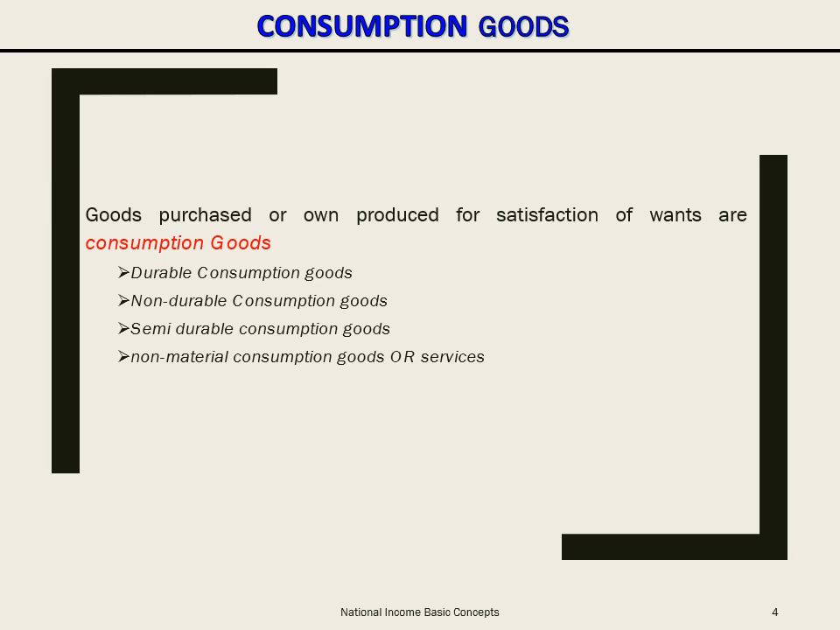What are consumption goods? Consumption goods are those goods which are purchased or own-produced for satisfaction of wants. Either they are purchased, yes, I want to read a newspaper, I purchase it. I am a farmer, I need wheat to consume within my family, I own produce it. So still that becomes a part of consumption goods. So the good may be purchased or own produced. Finally, if it's used for satisfaction of want, that becomes the consumption good.